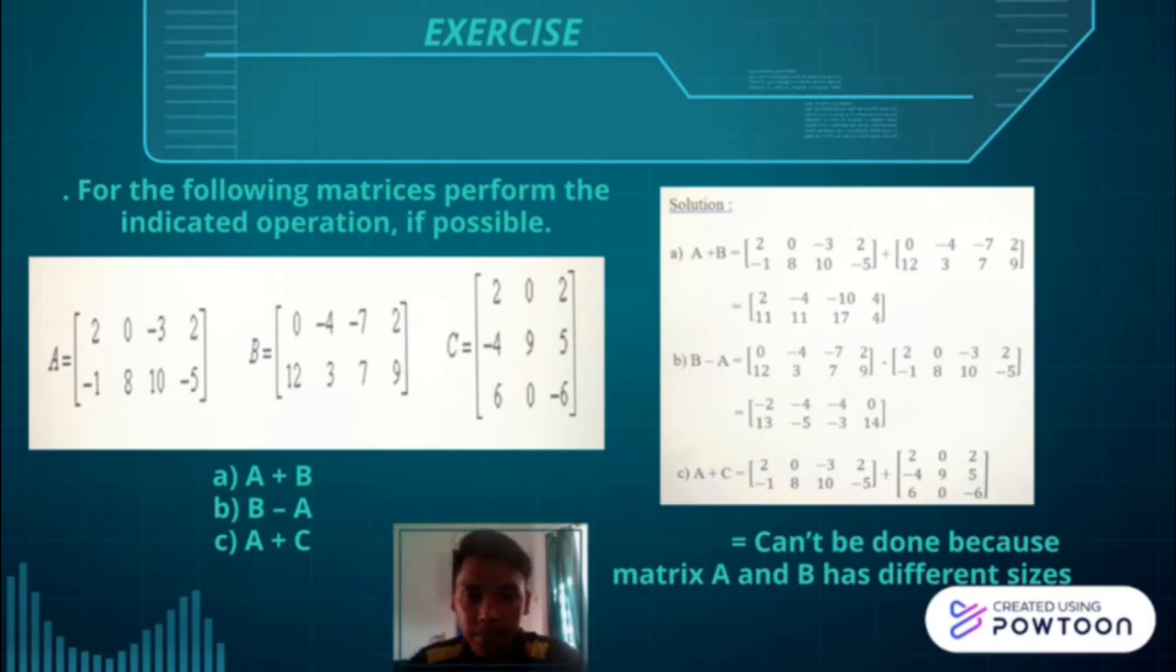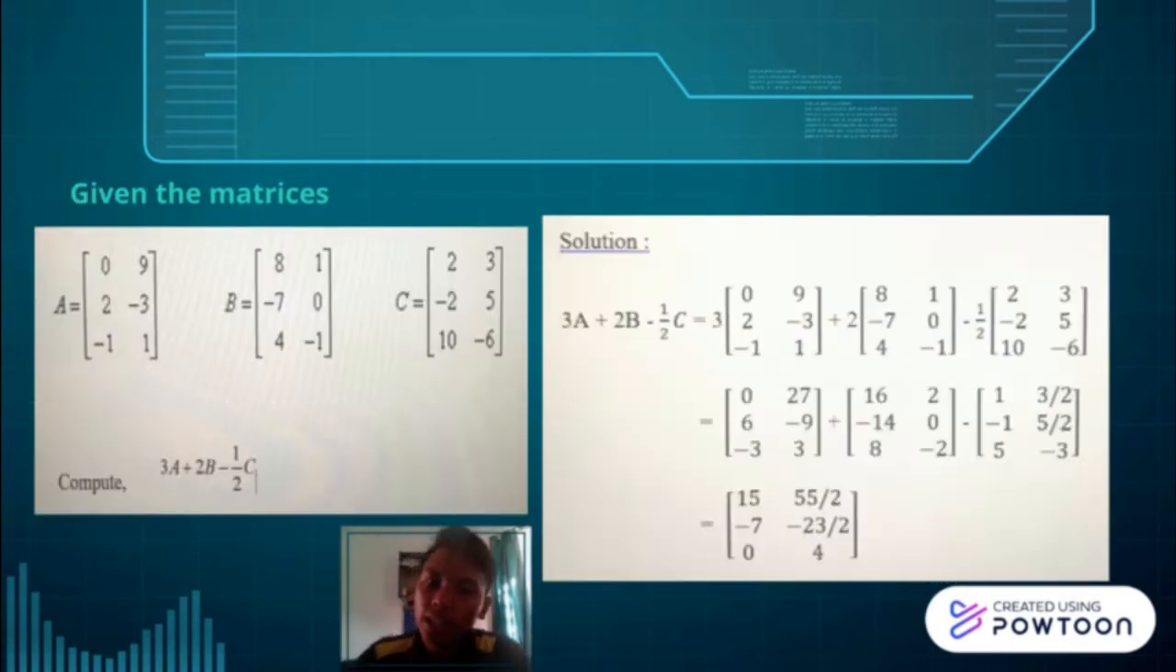Okay, for C, A plus C. First we put matrix A plus matrix C, but here we cannot do the calculation because A and C have different sizes. Matrix A is 2 by 4, while matrix C is 3 by 3. That's why we cannot do the calculation. So we put the answer: A plus C cannot be defined.